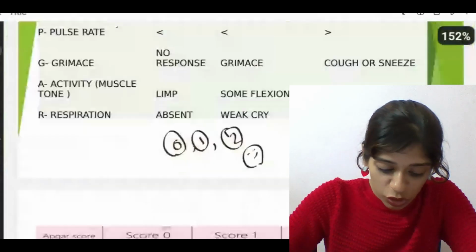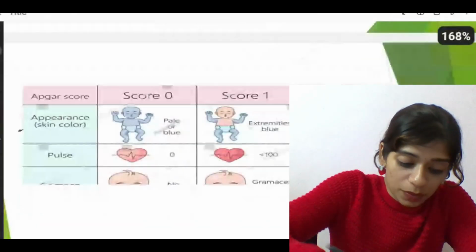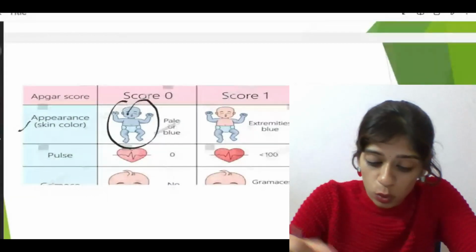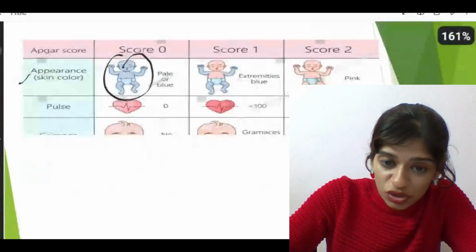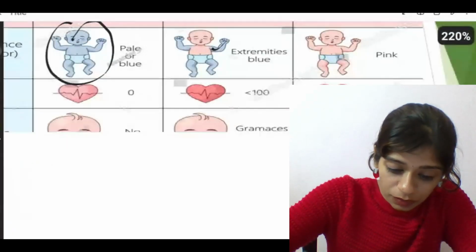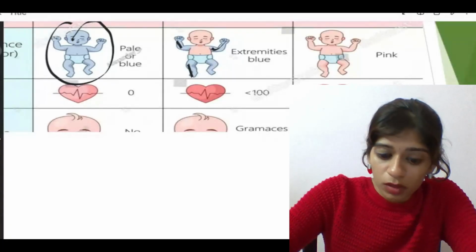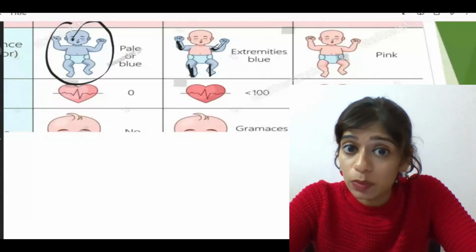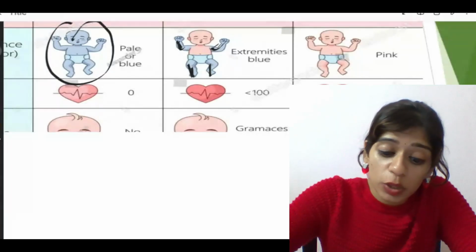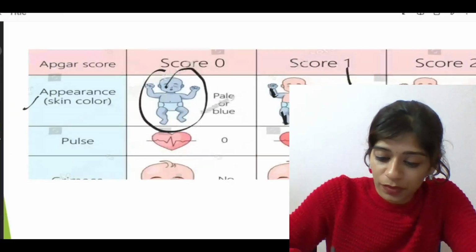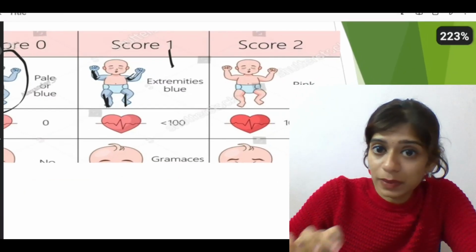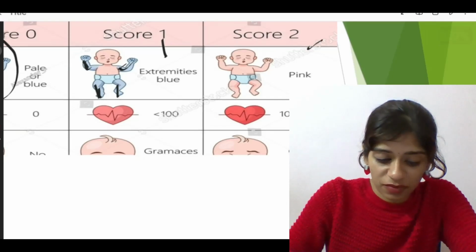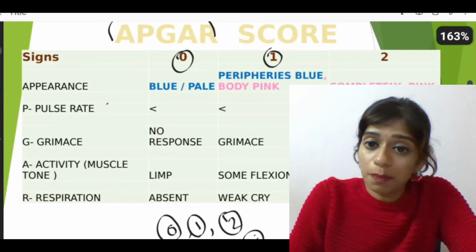Now let me show the picture. Okay, just see the first box here. Appearance. If the baby is completely blue, you will give a score of 0. If the extremities are blue, look here, the hands, this part, legs. If the extremities are blue but the body is pink, then you will give a score of 1. Okay, and if the baby is completely pink, you will give a score of 2. Easy? Fine. Now the pulse rate.